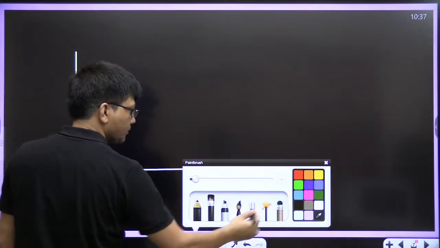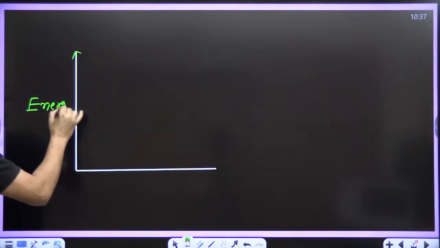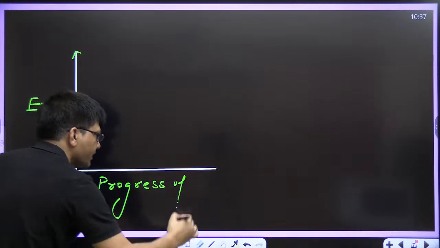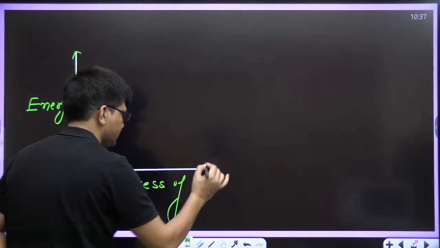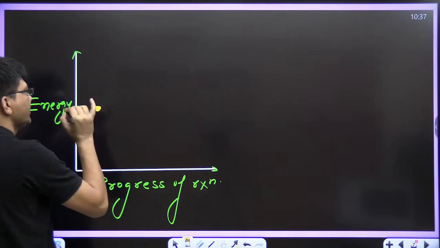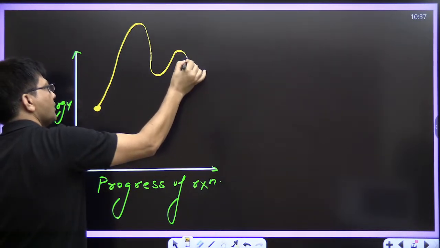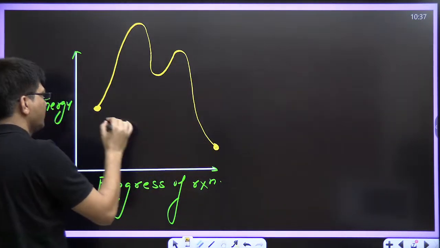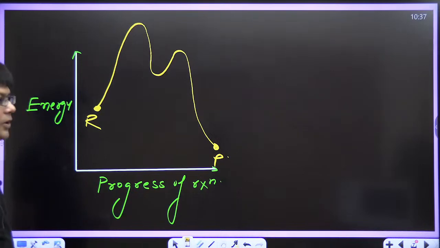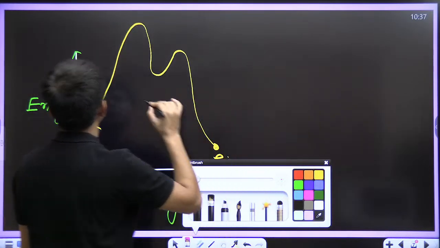If I say on this line this is energy, and this is progress of reaction, and they are starting from here, this is the reactant, and this is the energy of reactant, and the reaction has gone like this. Now, by simply seeing the graph, this is your reactant, this is your product. If the examiner is asking whether this is SN1 or SN2, you have to say this is the example of SN1 reaction.